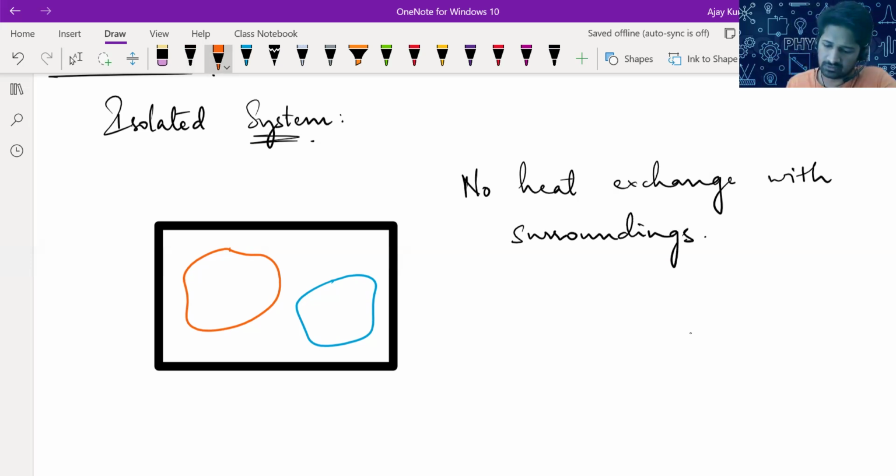Okay. So suppose this orange object is at some 50 degrees C when you put it in that isolation box, okay, insulated box, you can say. And let's say the blue object is at some 30 degrees C when you put it in that insulated box. Now, the orange object, being at higher temperature, loses heat. Fine. The blue object, being at lower temperature, takes heat. So 50 degrees C will keep coming down, 30 degrees C will keep going up until their temperatures match. When their temperatures match, there won't be any net heat exchange after that. When the temperatures match, we say that the system is in thermal equilibrium.